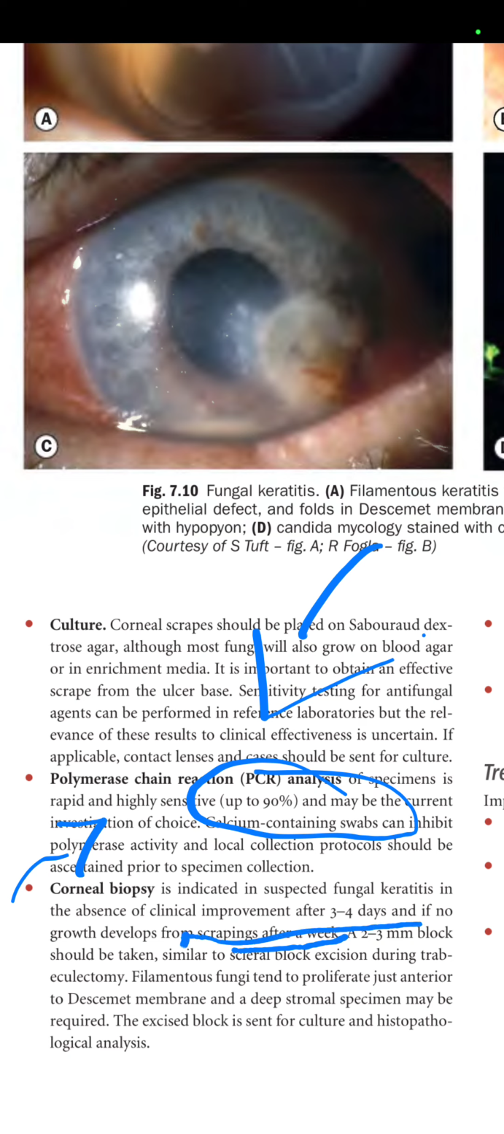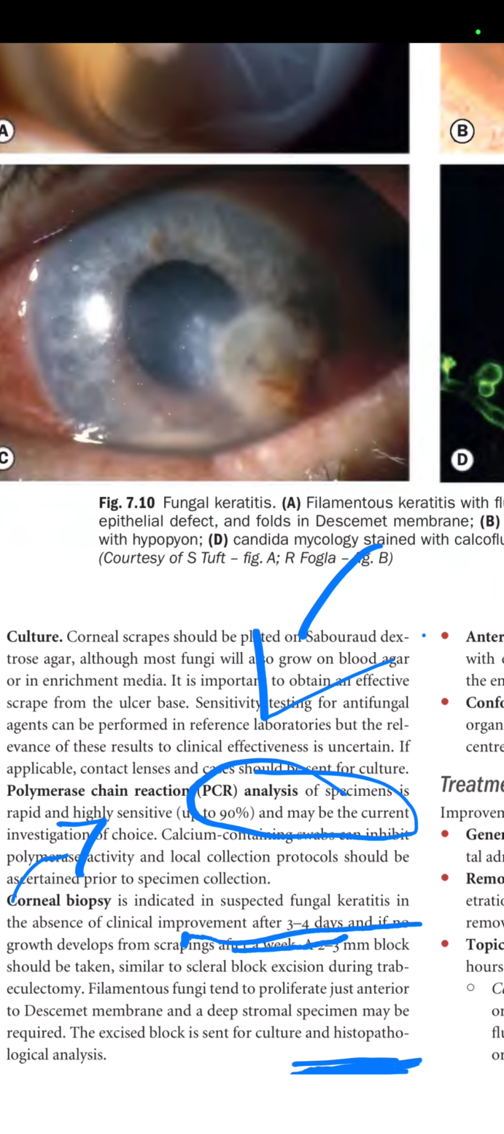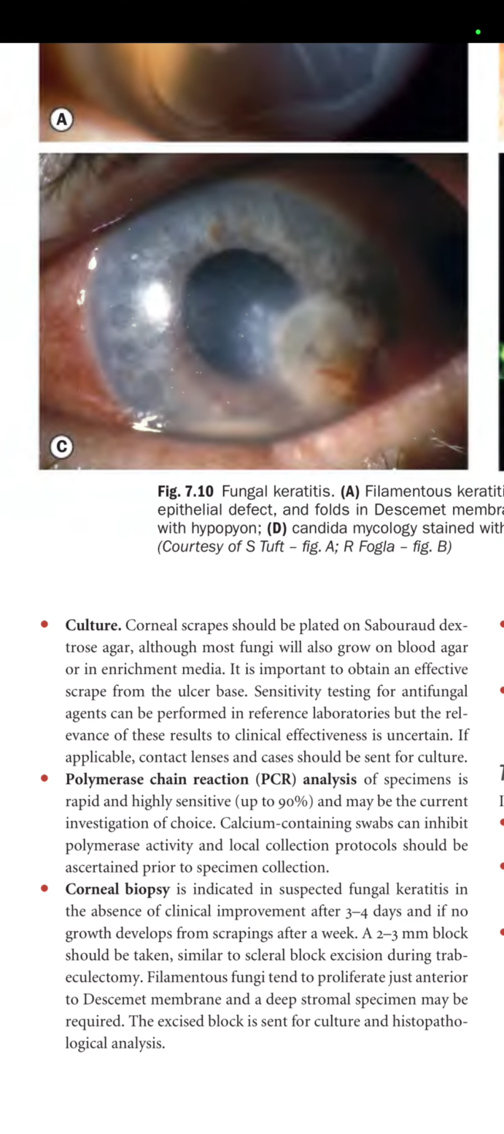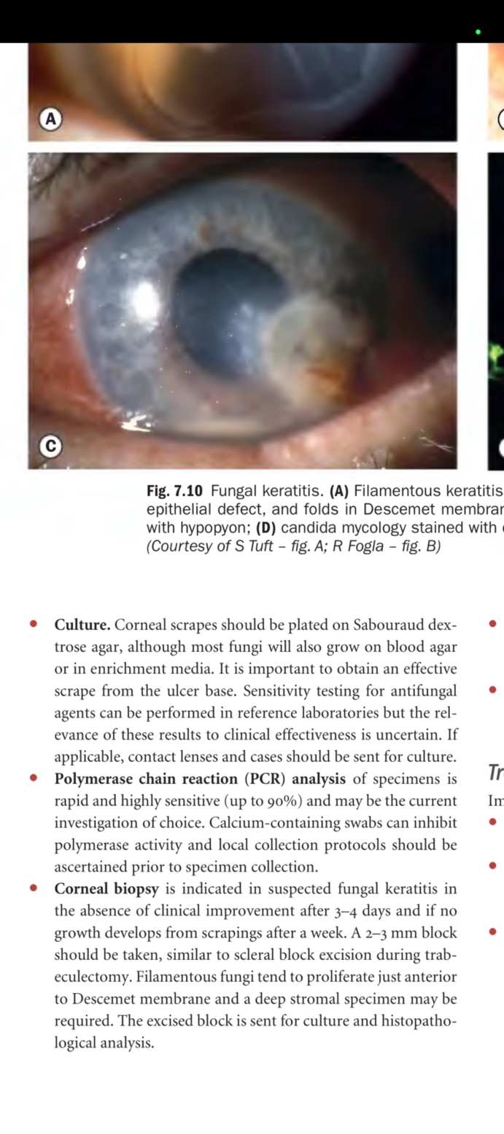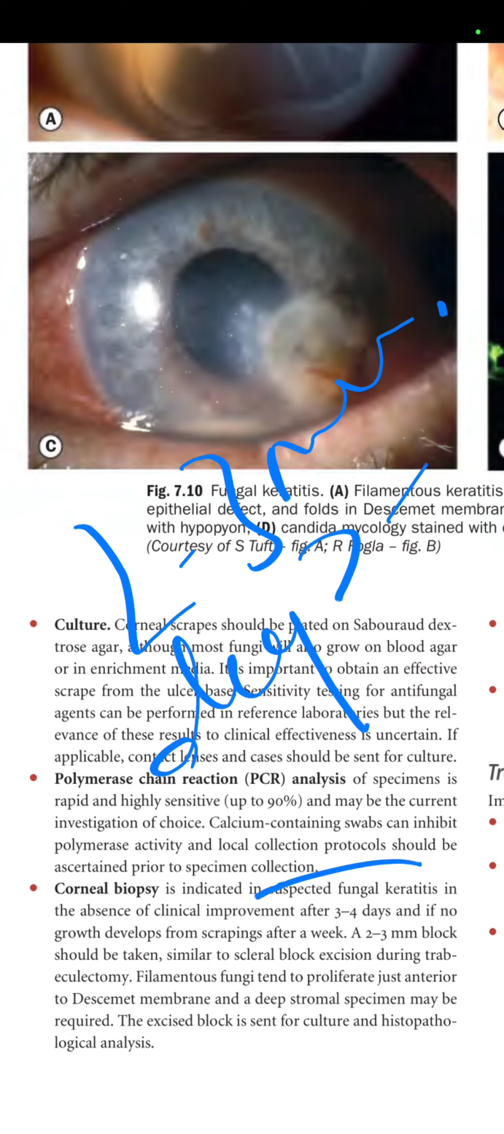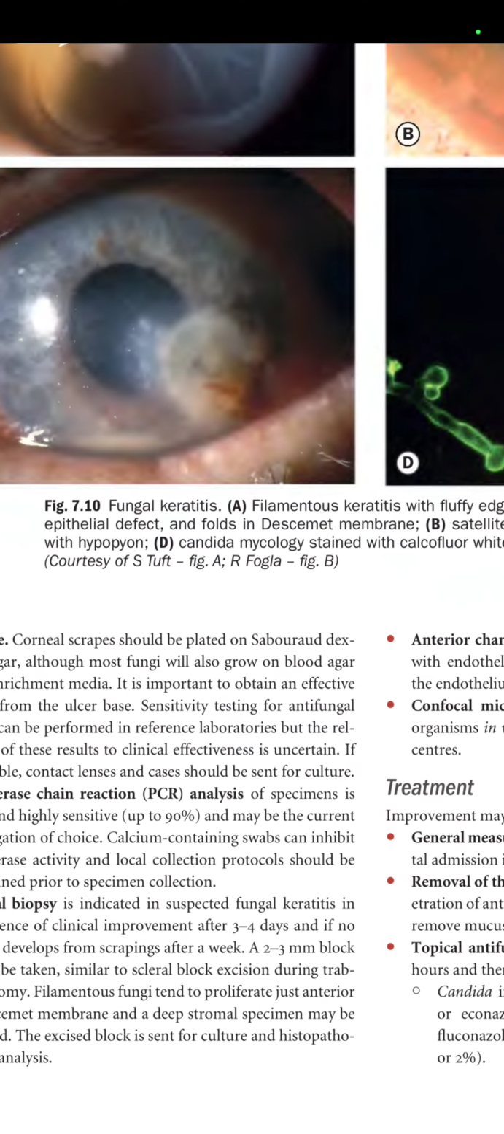A 2 to 3 mm block should be taken, similar to scleral block excision during trabeculectomy. Filamentous fungi tend to proliferate just anterior to the Descemet membrane, and a deep stromal specimen may be required. The excised block is sent for culture and histopathological analysis. So we take the corneal biopsy 2 to 3 mm, in the deep stromal specimen anterior to the Descemet membrane.